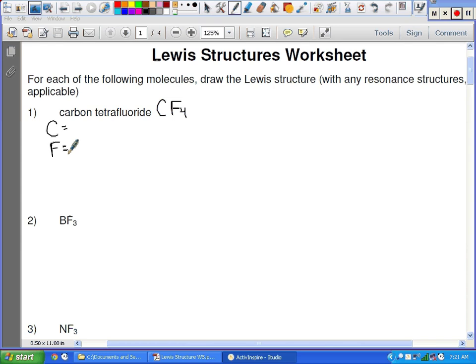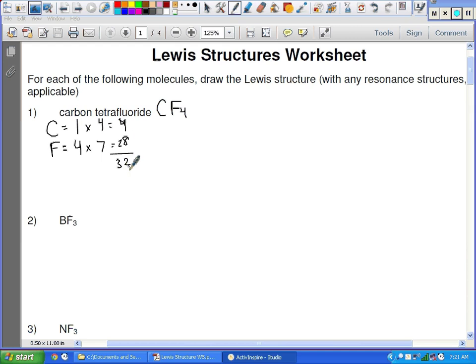So what I want to do is list each element and how many there are. I know there's one carbon, and 4 fluorines. Then I want to determine how many valence electrons each element has. Carbon is in group 14, so it's got 4. Fluorine's in group 17, so it's got 7. Then do the math: 4 plus 28, for a total of 32.